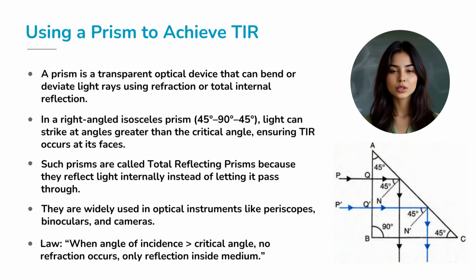Such prisms are called total reflecting prisms because they never allow light to escape, and they reflect it all inside. That's why they are widely used in periscopes, binoculars, and cameras. The simple law behind it: if the angle of incidence is greater than the critical angle, refraction does not occur. Only reflection takes place inside the medium. Look at the prism diagram. Notice how the ray reflects inside instead of leaking out.